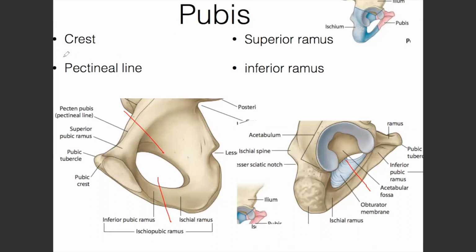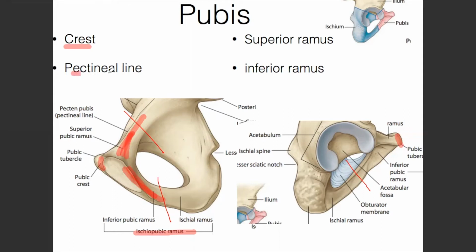Okay, so then we've got the parts. We've got the pubic crest, which is here. We've got the pubic tubercle, which is more posterior. So crest and tubercle. And then we've got the two rami, which are important. There's the superior ramus connecting with the ilium, and there's an inferior ramus connecting with the ischium. So with the ischium, there's an ischiopubic ramus, which is the inferior pubic ramus, and then a superior pubic ramus, which is the one connecting with the ilium.